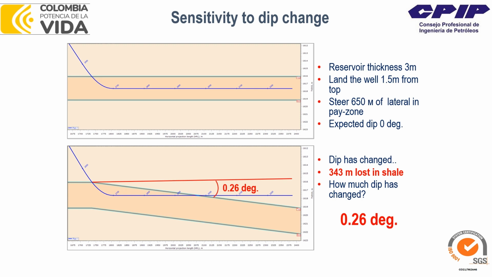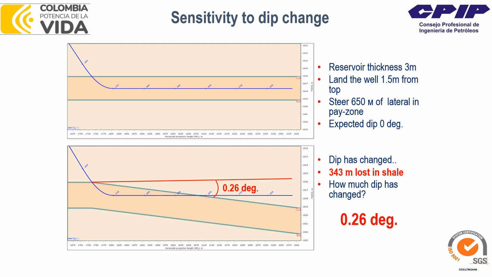So you can calculate and check it by yourself. So that small change was the problem of losing almost half of the horizontal section outside of the pay zone, which in real life probably would cost a sidetrack or abandon of the well, right?